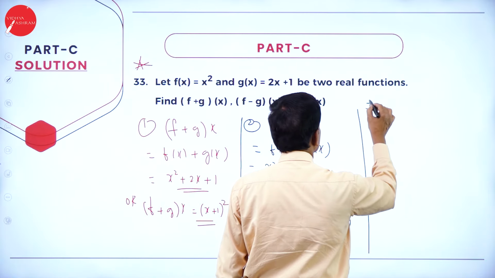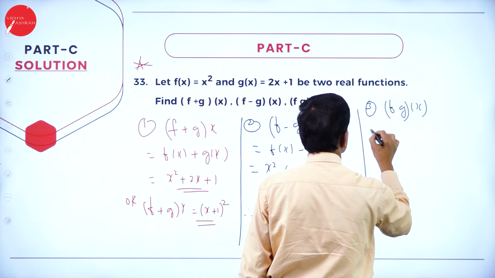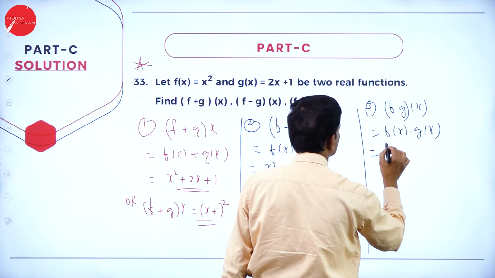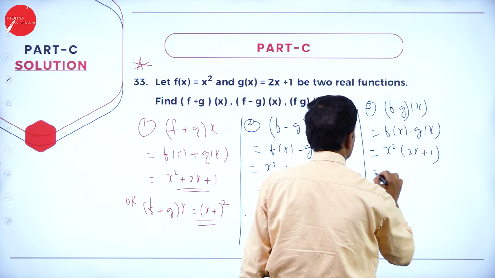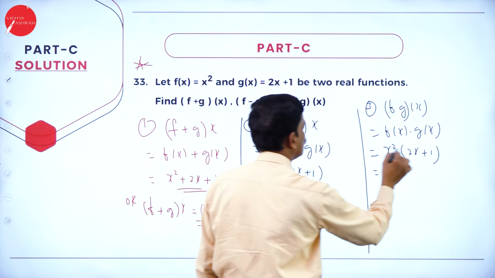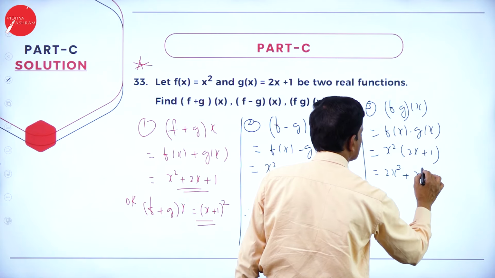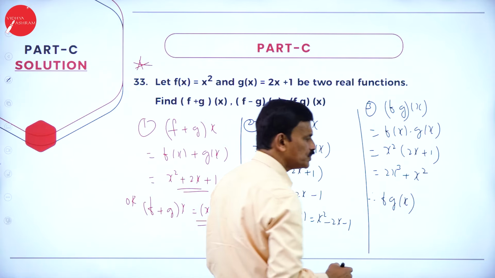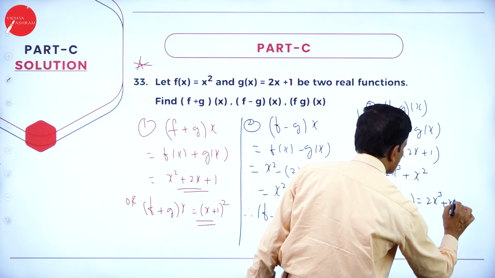Now, the third one. What is the third one? F into g of x. That is nothing but f of x into g of x. Multiply it. F of x is x square, g of x is 2x plus 1. Now, multiply. 2x into x square is 2x cube plus x square into 1 is x square. So, therefore, f into g of x is equal to 2x cube plus x square.